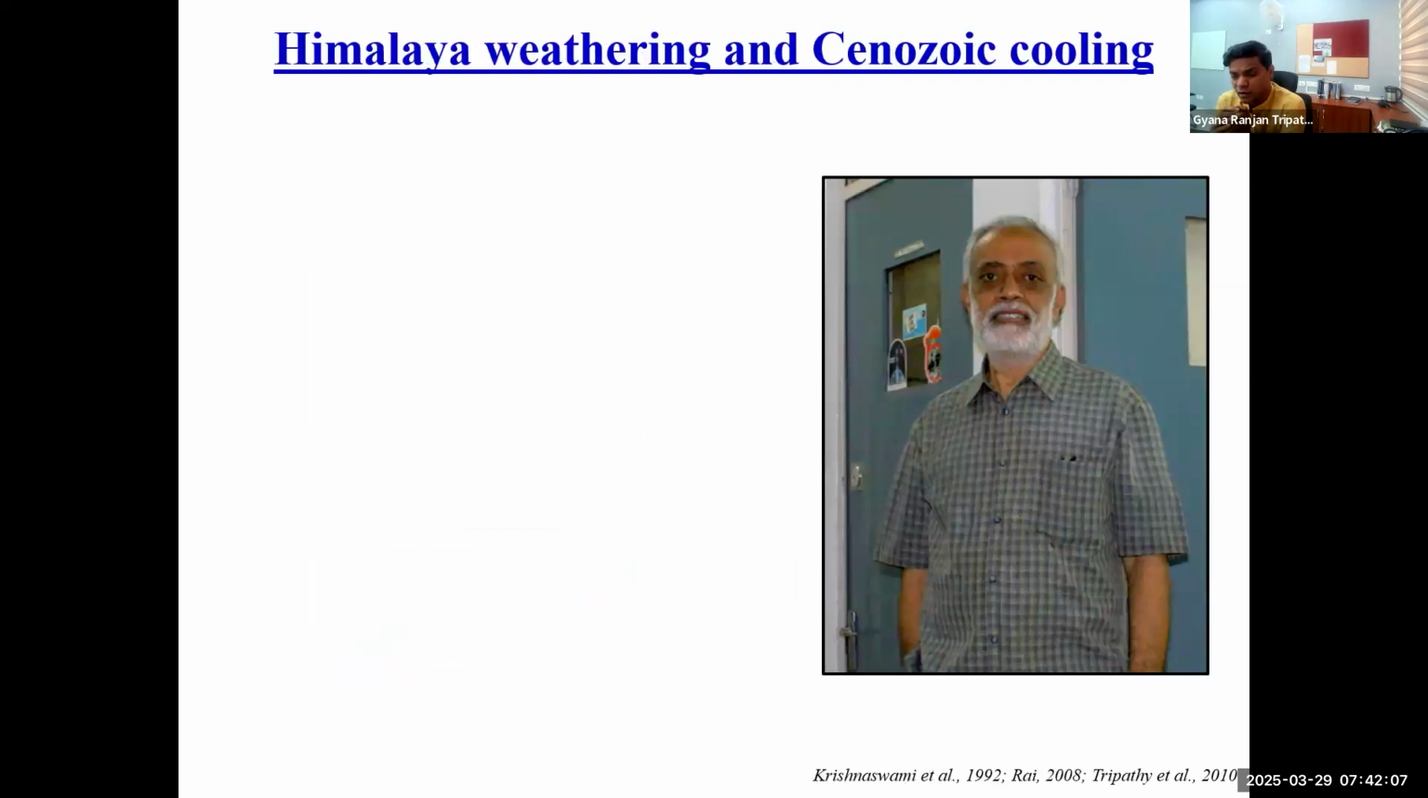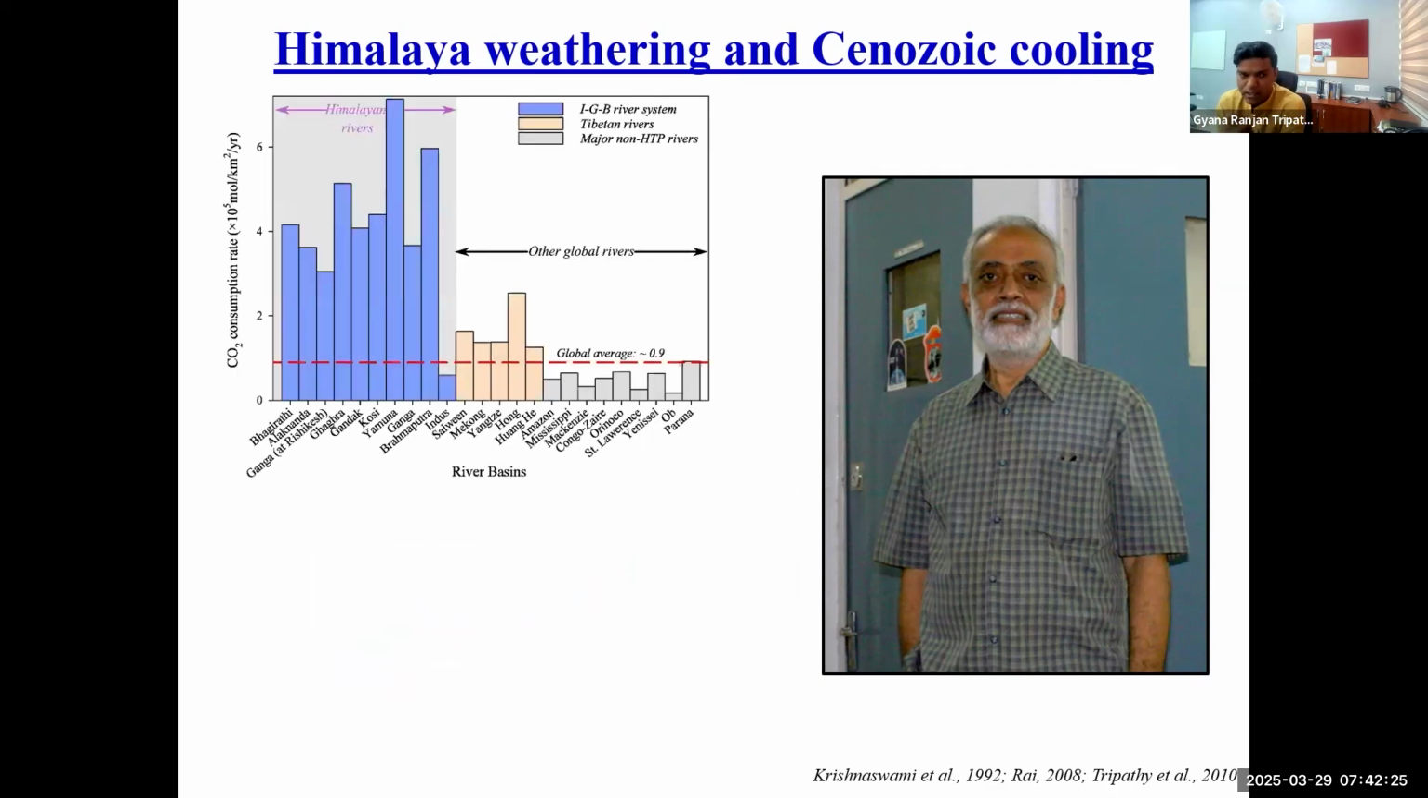In India, this was thoroughly studied, and many people have contributed to this story of Himalaya weathering and Cenozoic cooling. Professor Krishnaswamy from PRL and his group were actively working in this field, and their research showed that indeed the CO2 consumption rate for the Himalayan rivers, if you see the bluish color, is about 4 into 10 to the 5 moles per kilometer square compared to the global average, which is about 1. So there is a 3 to 4 times higher silicate weathering happening today in the Himalaya.